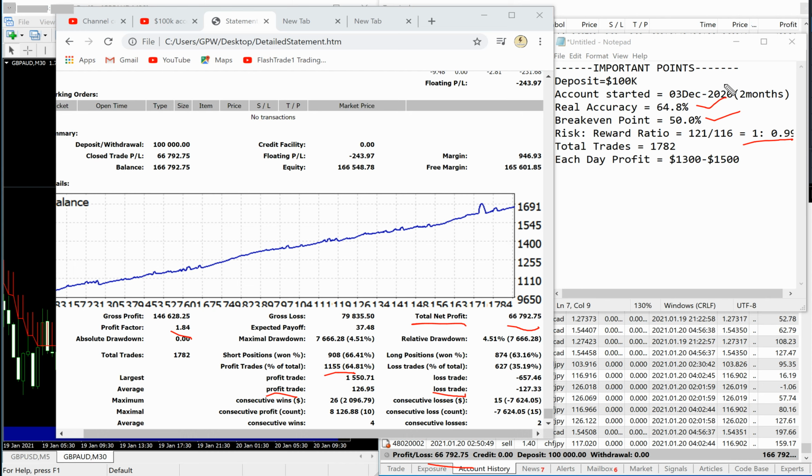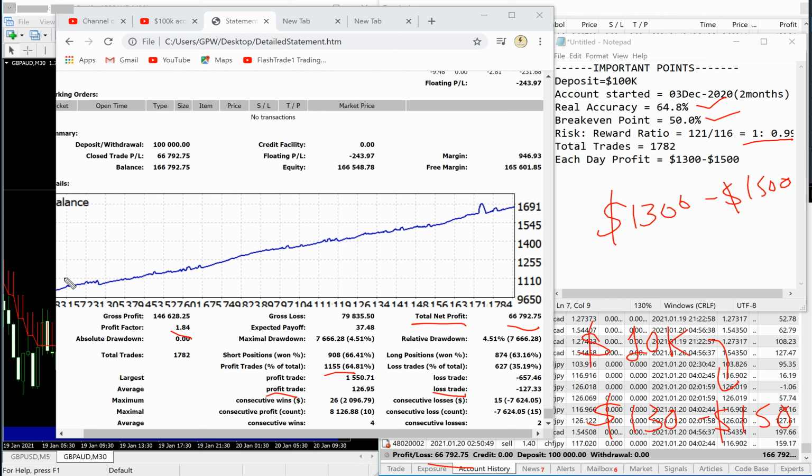So we do not promise our clients an accuracy of 80% or 90%. With just 64.8% accuracy, we are making 1300 to 1500 profit on this account. Similarly, if you have an account of 10k, then with this strategy you can earn 130 to 150 profit daily. In this way you can calculate how much you can make on your account based on your trading capital. Just the lot size will change; the strategy is going to remain the same.